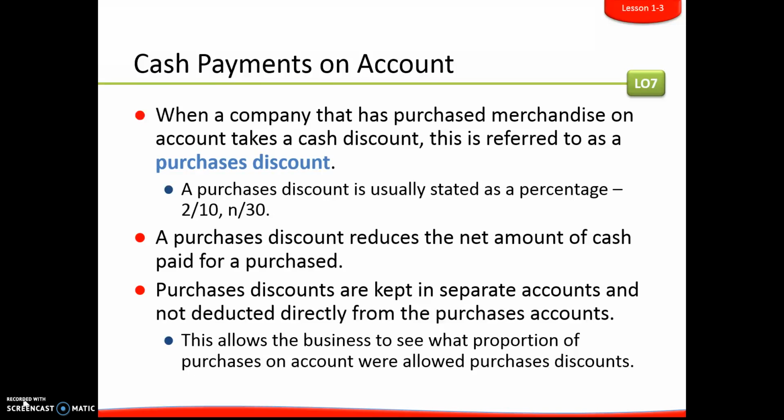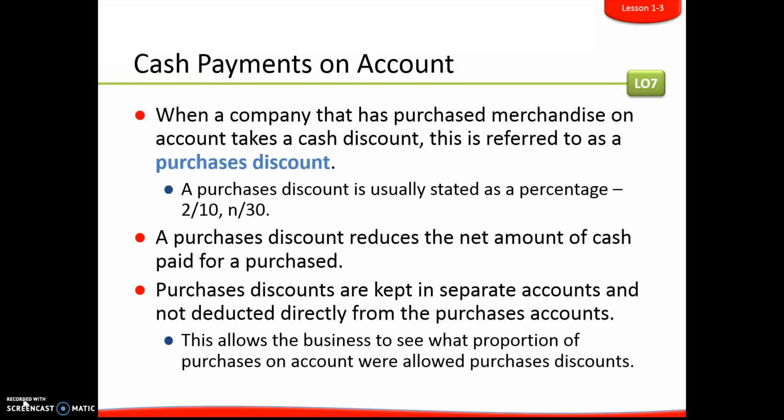When a company that has purchased merchandise on account takes a cash discount, that gets referred to as a purchases discount. So if the company offers it, we refer to it as a cash discount, and if the person that owes the money takes it, they record it as a purchases discount. For example, a purchases discount usually gets stated as 2/10, n/30, or if you pay within 10 days, you get 2% off, or the net of your purchase is due in 30 days.